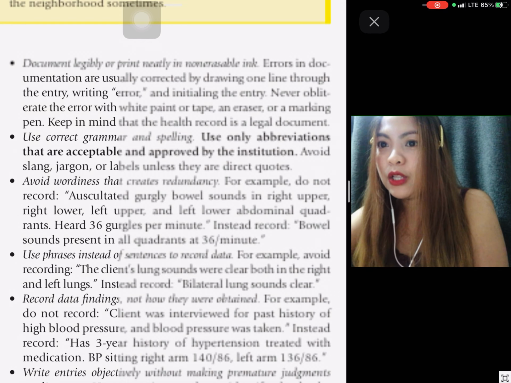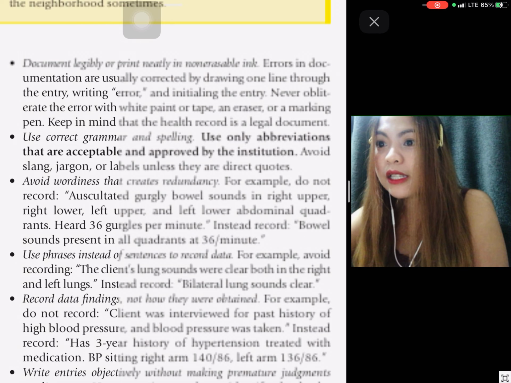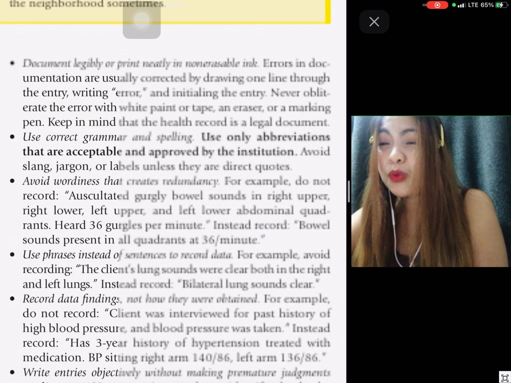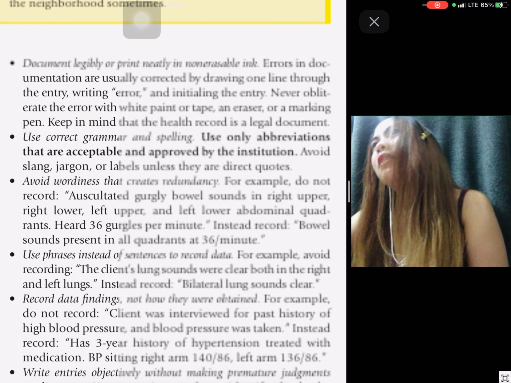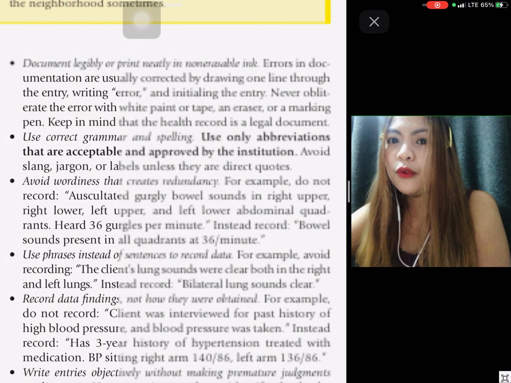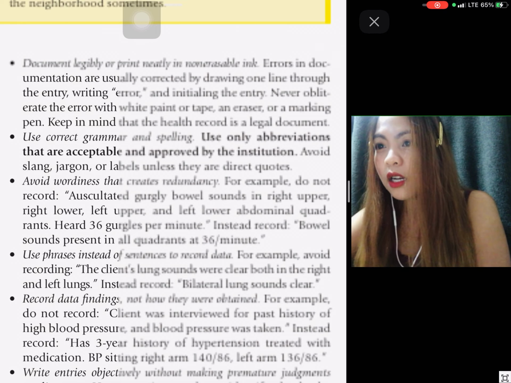Use correct grammar and spelling. Use only abbreviations that are acceptable and approved by the institution. So, meron kasi mga word na hindi dapat gamitin or mga abbreviation na hindi na ginagamit. Depende sa hospital niyo yun na policy, kasi minsan nakaka-cause yun ng confusion. Avoid slang, jargon, or labels unless they are direct quotes. Kasi pwede natin isulat yun pag in-state mismo ng pasyente. Pero pag yung ikaw yung sulat na galing sa sayo, hindi. Avoid wordiness that creates redundancy.